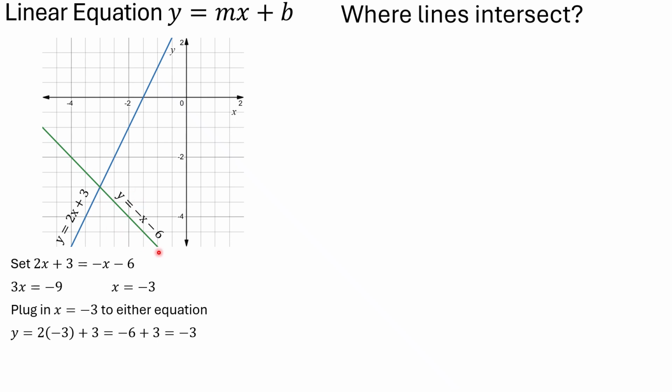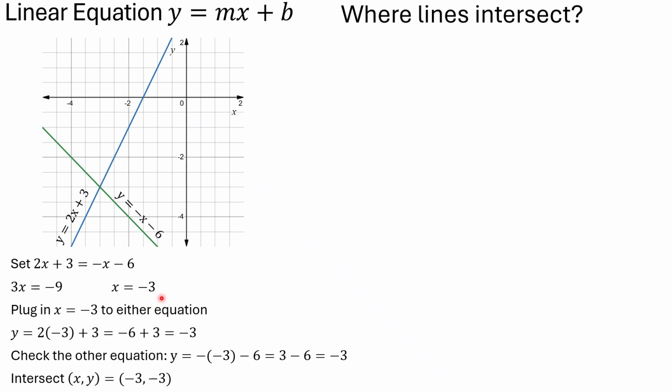We're going to double check to make sure that's true for this equation as well. So then we get y is equal to negative negative 3, so positive 3, minus 6. So 3 minus 6 is negative 3. So they do check out, which is good. Right? So if you have time, it's always good to double check that the point lies on both equations. And so the point of intersect is x equals negative 3 and y equals negative 3.